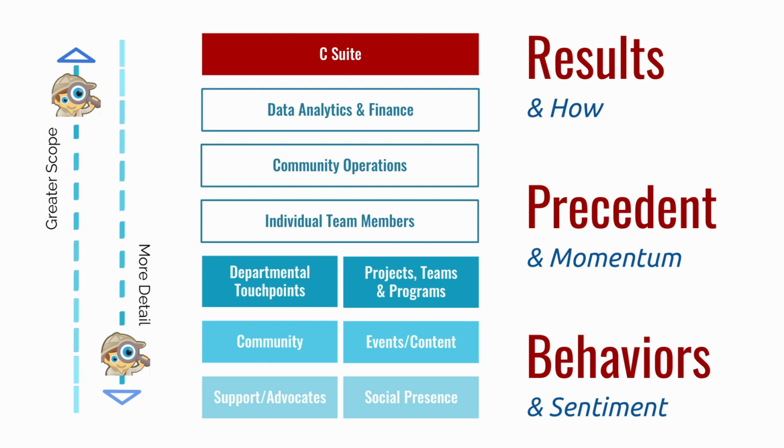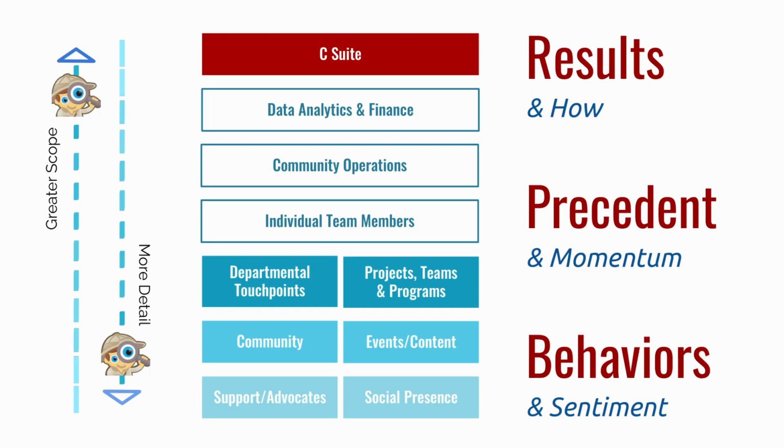But your C-suite, they care about the health of the cell. Is the cell about to blow up? Is the cell making us money? Is it ready to split? Is it growing? So what they care about is the results and how. And the easiest way to do this, to measure this, is to build your dashboards along with the layers of abstraction from behaviors and sentiment at the bottom with more detail to a greater scope of results and how.